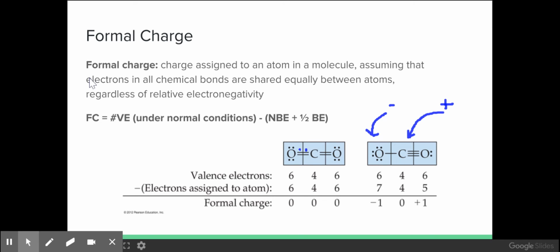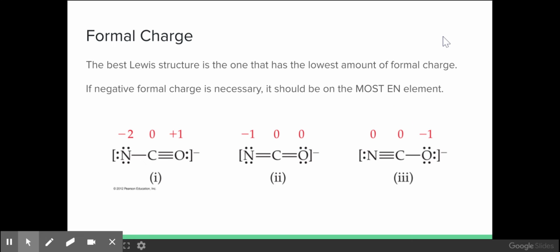Okay, so a good Lewis structure ideally has 0 formal charge, but if necessary, negative formal charge is going to show up on the more electronegative element, and positive charge, if it needs to show up, is going to show up on the least electronegative element. The best Lewis structure is the one that has the lowest amount of formal charge.